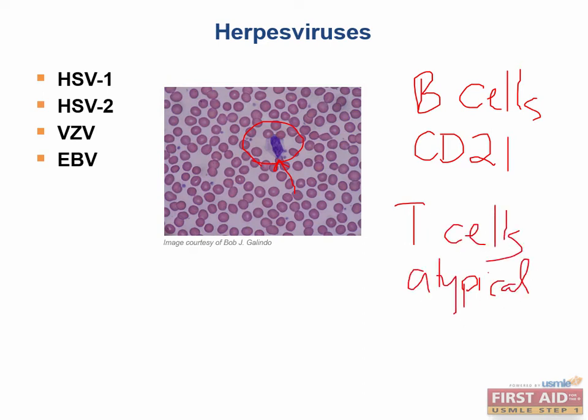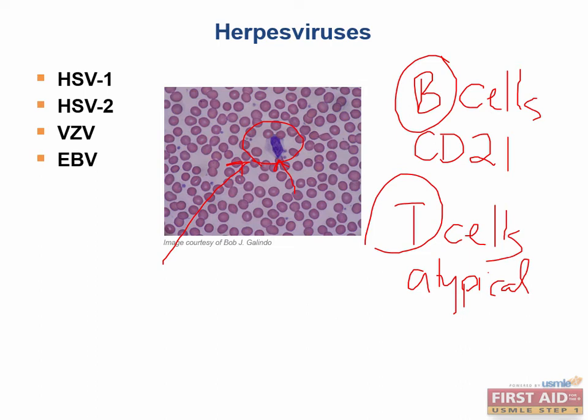It is a commonly asked question on the boards. They'll ask, what are the atypical lymphocytes in an EBV infection? Are they the B cells or the T cells? Remember that although EBV infects B cells, the cells that are atypical on a blood smear are actually the cytotoxic T cells. This is because the T cells are activated in response to the B cells that are infected with EBV. So this lymphocyte here is one of the activated cytotoxic T cells that is reacting to the B cell that is infected with the virus.